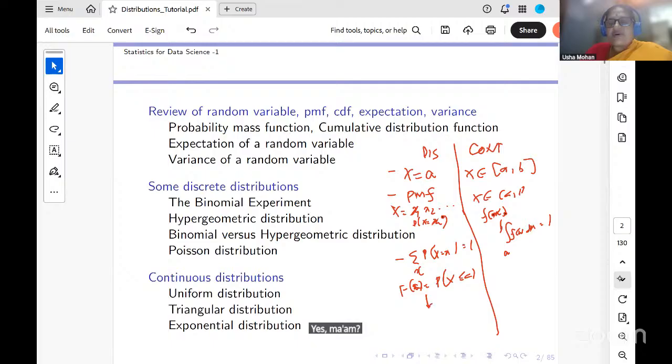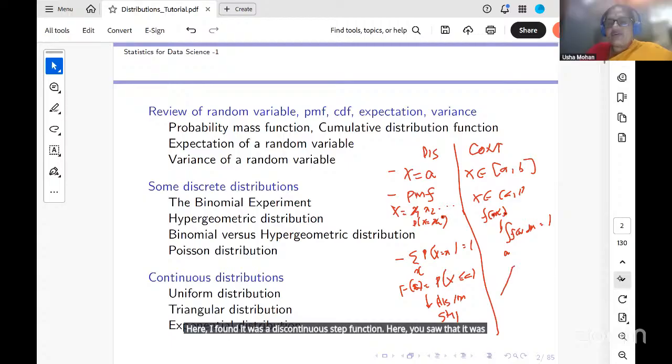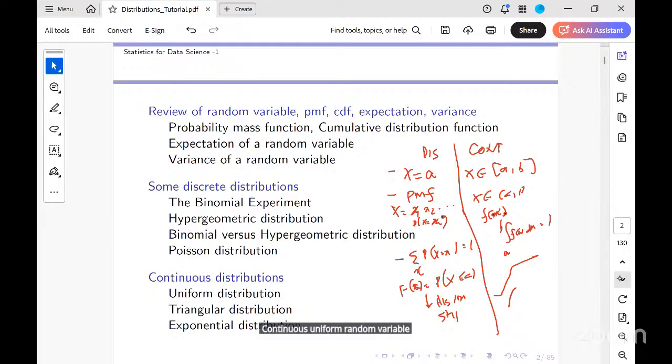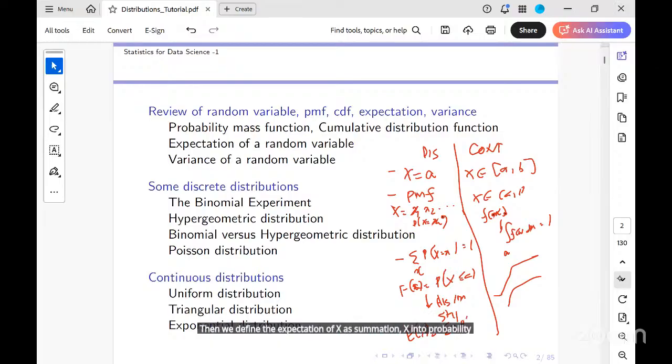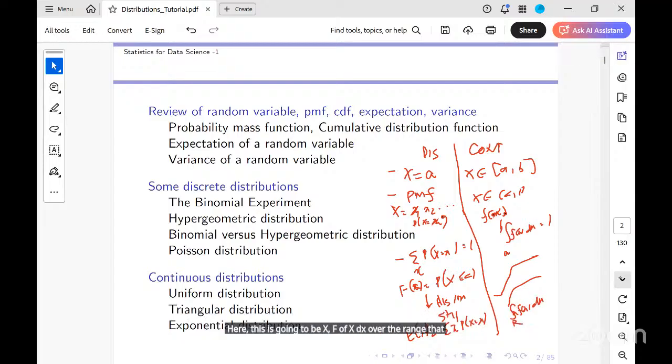Here I found it was a discontinuous step function. Here you saw that it was a line for a continuous uniform random variable. For an exponential, it took this shape. Then we define the expectation of X as summation of x into probability X is equal to x. Here, this is going to be x, f of x dx over the range that you are defining. If it is a to b, it will be a to b.